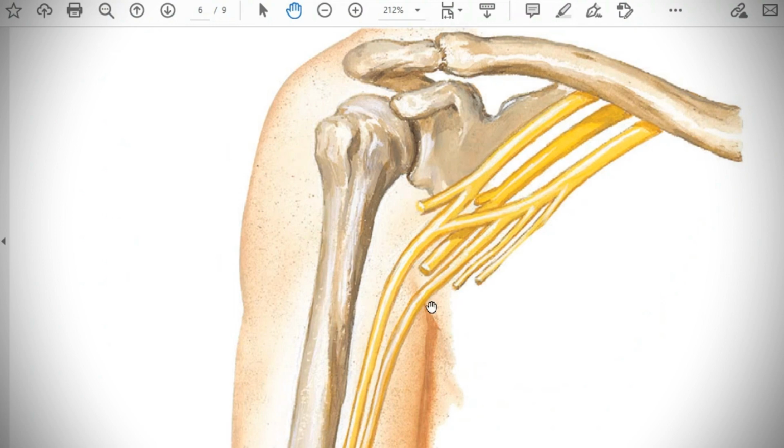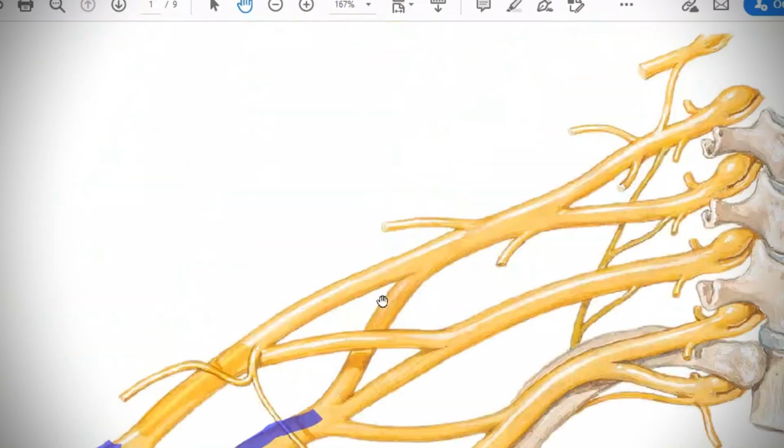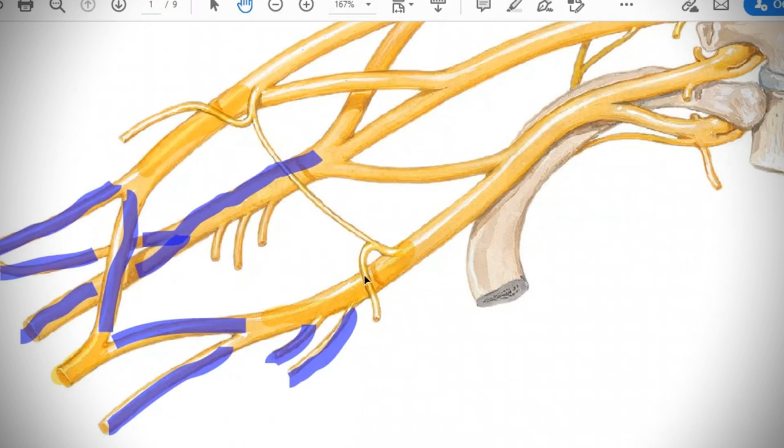Then we can proceed with the medial bundle. So we come back to the bundles and the medial bundle. Fasciculus medialis, again, gives the medial root of nervus medianus. It gives two cutaneous nerves and nervus ulnaris. So this is nervus ulnaris.